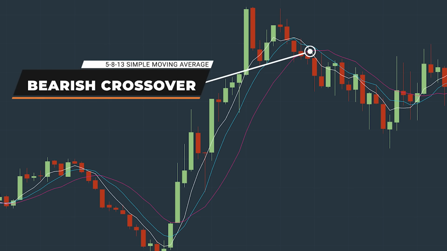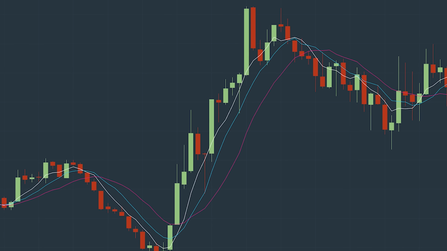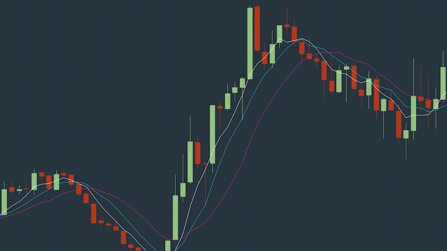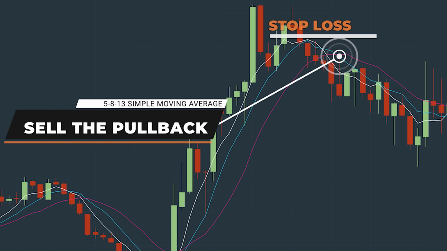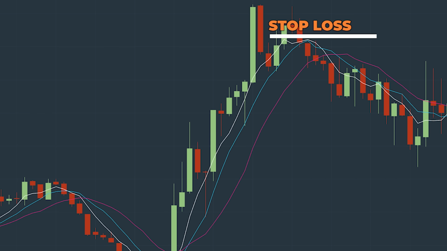So that was our indication to exit the trade if we were still in it, or it could be a good opportunity to go for a short position. So when the price pulls back up to the 8-day SMA, that is a good entry point with our stop loss just above the white 5-day SMA line.